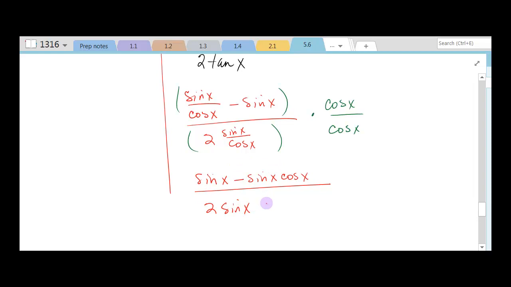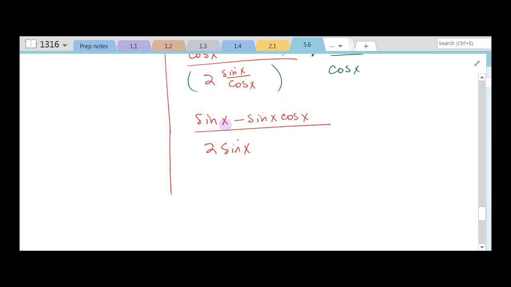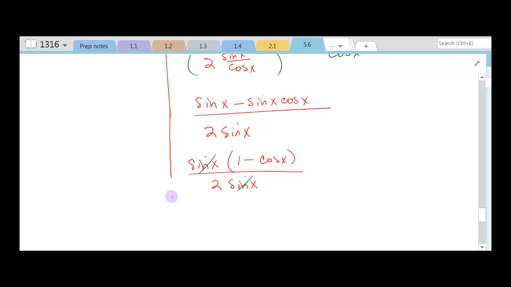Now if I have this right here, the next thing I would do is recognize that I have two sines, or I can factor a sine x out of both of these terms here. So we're going to factor a sine x out, and we have sine x times 1 minus cosine x divided by 2 sine x. Now that I've done that, I have a common factor of sine x occurring in the numerator and the denominator, so we're going to cancel them, and the farthest I can take the right hand side is so that it looks like 1 minus cosine x divided by 2.